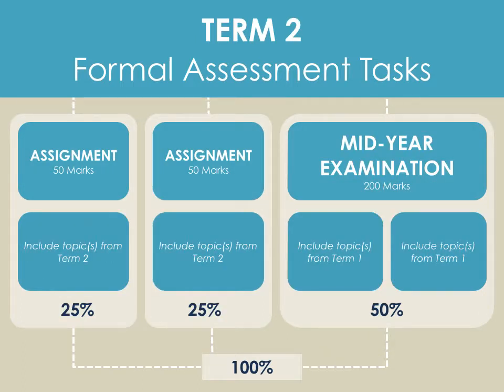In term 2, there are 3 different tasks. The first is an assignment out of 50 marks, weighted 25%. Another assignment also weighted 25%. Then, of course, you've got your mid-year exam, which is weighted 50%. All 3 of those together make up your term mark.